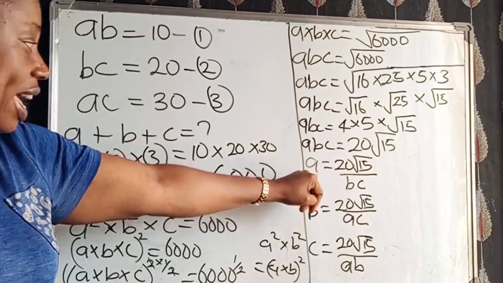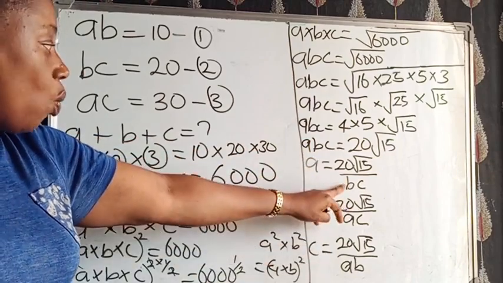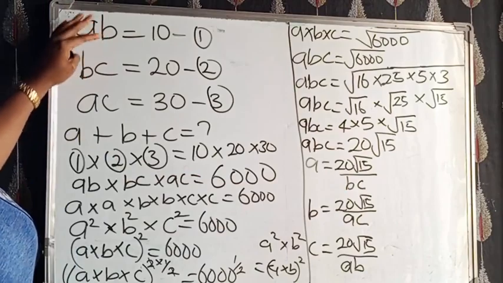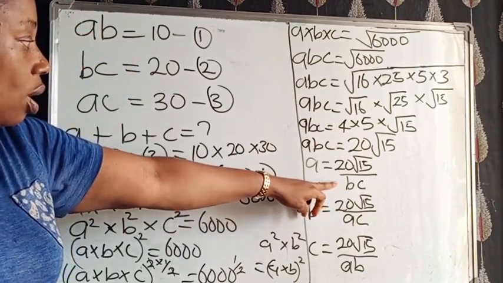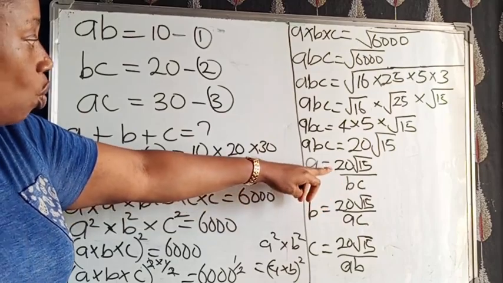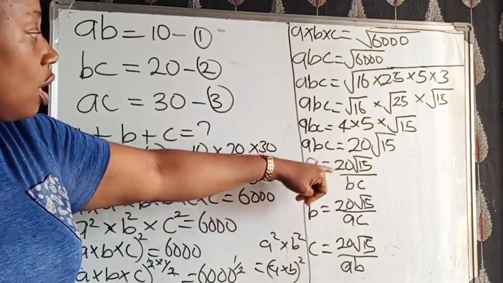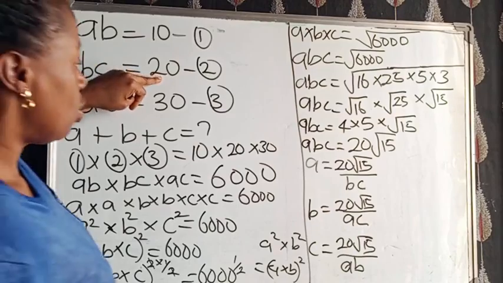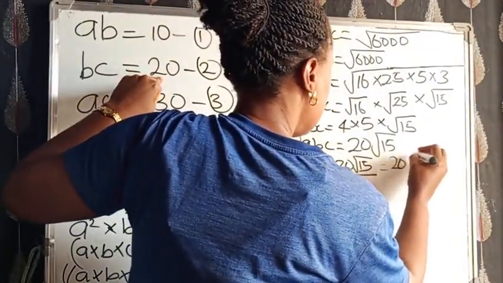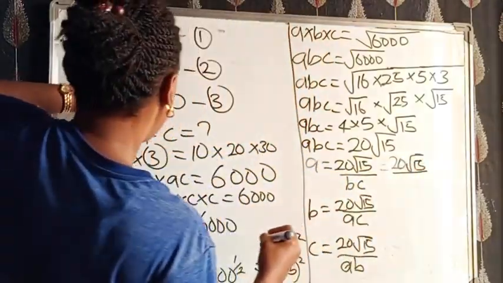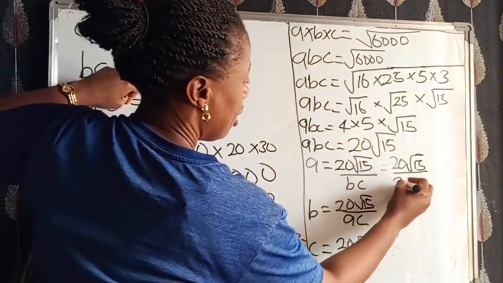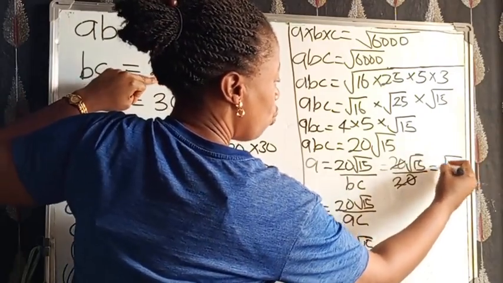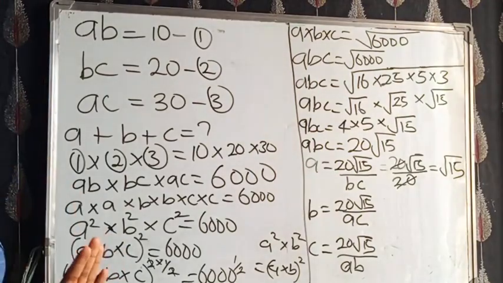What we are looking for is A, B, C. And now we still have the letters there, so we have to substitute what we have here into this one in order to find A. So this is going to be 20 root 15 all over BC. BC here is 20. So this is going to be 20 root 15 all over 20. So 20 will divide 20. So A equals root 15. I hope you are following.